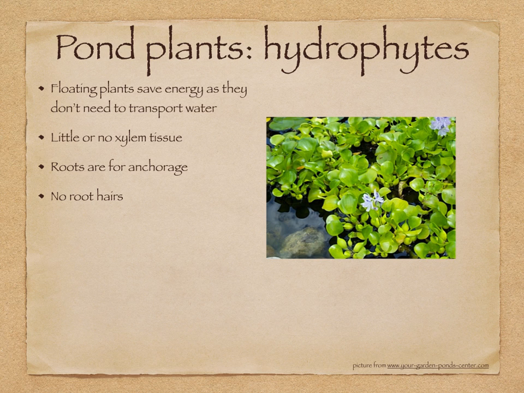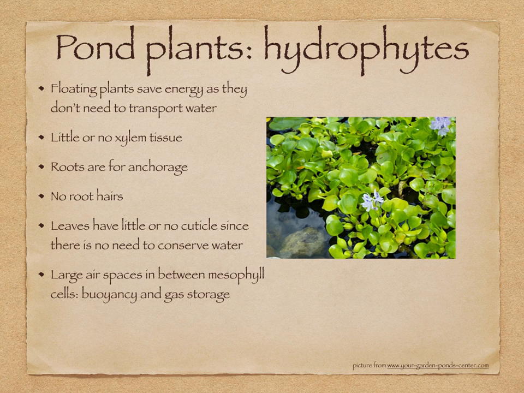There are no root hairs. The leaves have little or no cuticle since there's no need to conserve water. And they've also got large air spaces in between the mesophyll cells. So this is for buoyancy and gas storage. And the stomata are on the upper surface of the leaf. So the stomata allow carbon dioxide uptake from the atmosphere.